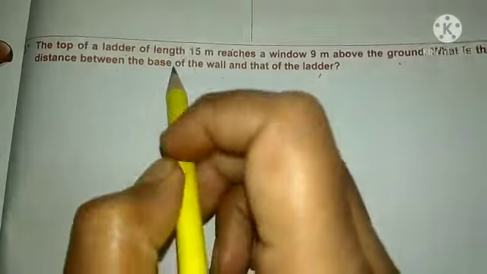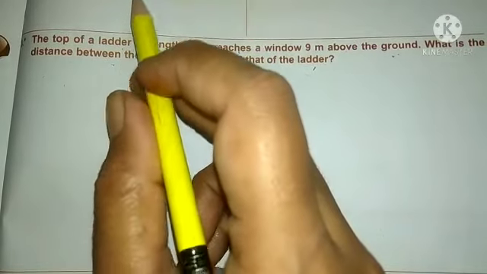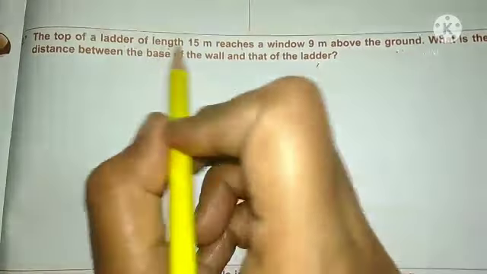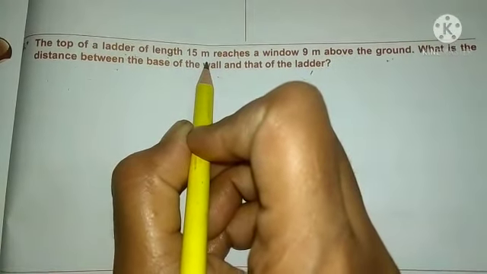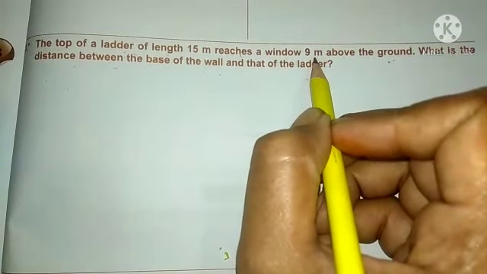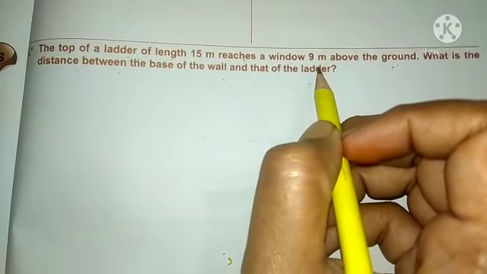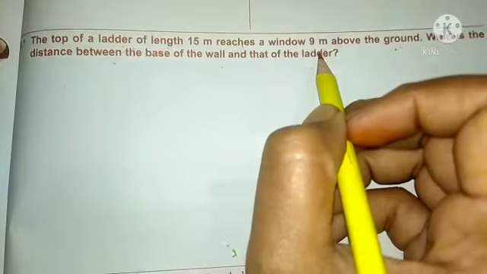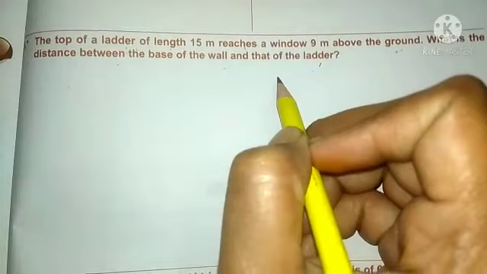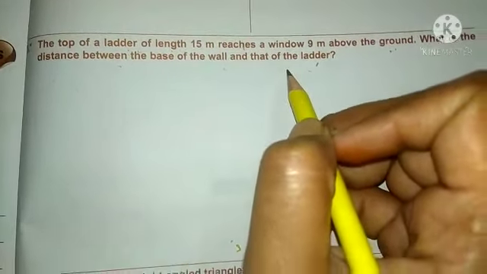Now students, here what we have to do is reach the window. Clear? With the help of the ladder. Now the length of the ladder is given, that is 15 meter, and the window is 9 meter above the ground. Means what? The window is 9 meter above from the ground. So we have to find out the distance between the base of the wall and that of the ladder. Clear? So see how you are going to find out.